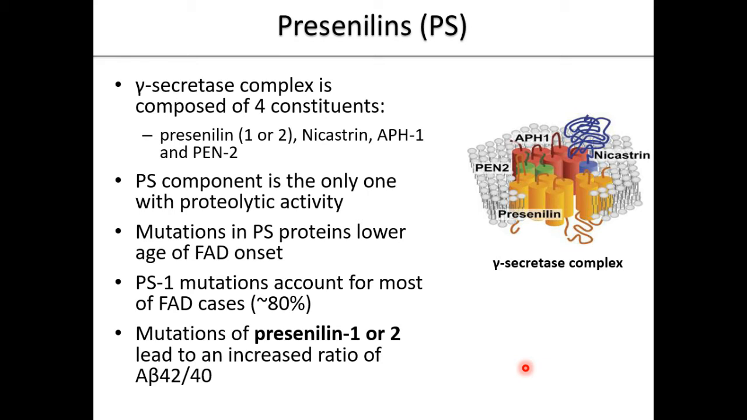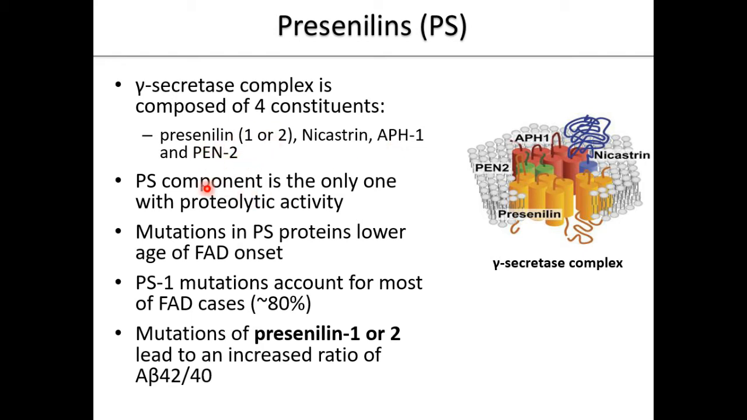We can have gamma secretase in both the alpha pathway and the beta pathway. But this gamma secretase actually has 4 different constituents that I'd like you to make sure that you are aware of. One of these is presenilin 1 or presenilin 2. They can have either of those. That's component 1. They can also have another component which is known as nicastrin. They can have APH1, and then they can have this other molecule known as PEN2.